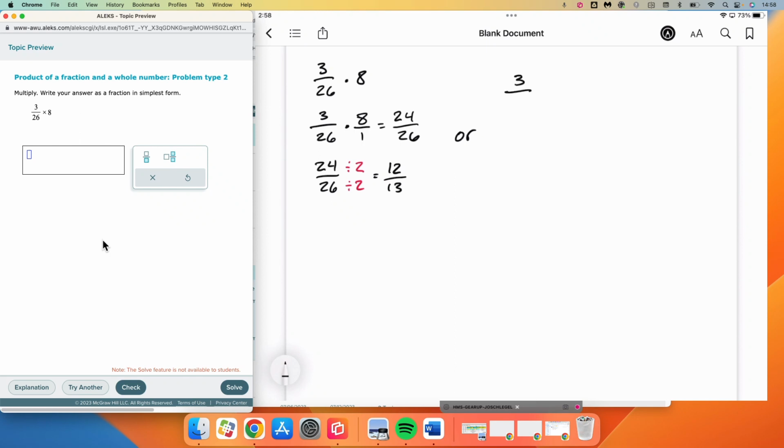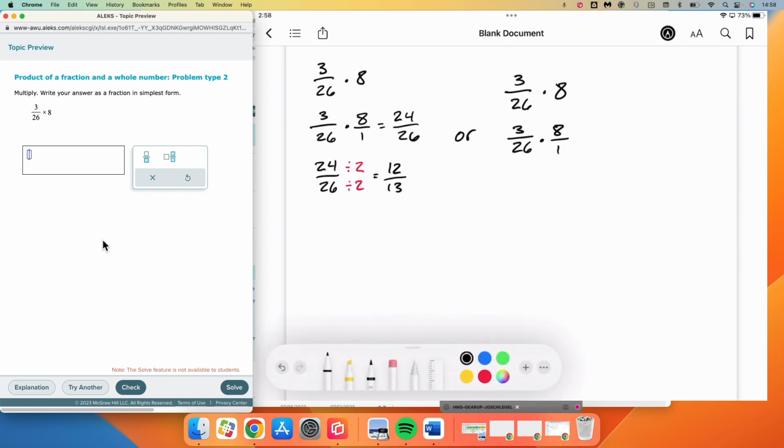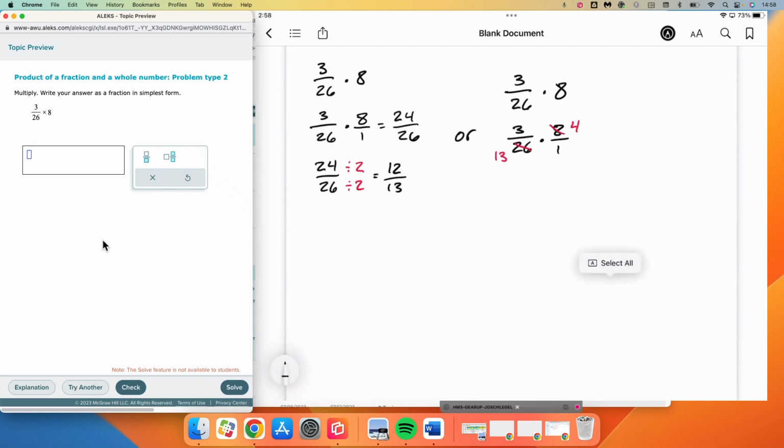Alternatively, using the cross-canceling method, we would start the same. Multiply by 8 over 1, and then recognize that 8 and 26 are both divisible by 2. That would give us 13 here, and 4 there. Multiplying our new numbers, we would have 3 times 4 is 12. 13 times 1 is 13. Again, we get the same result using either method. Choose the one that works best for you.